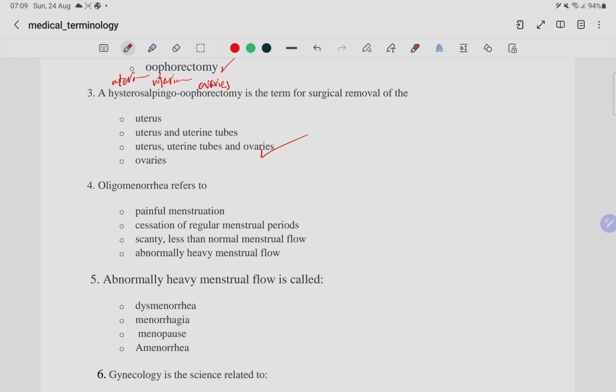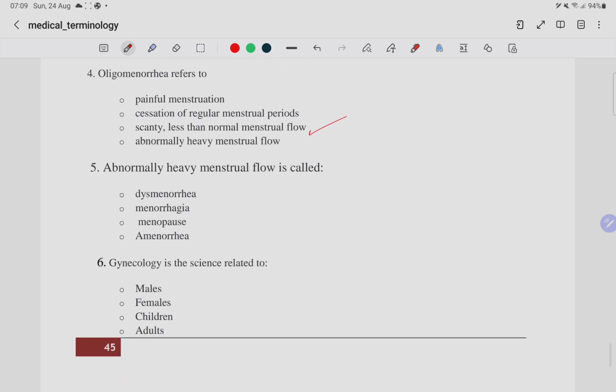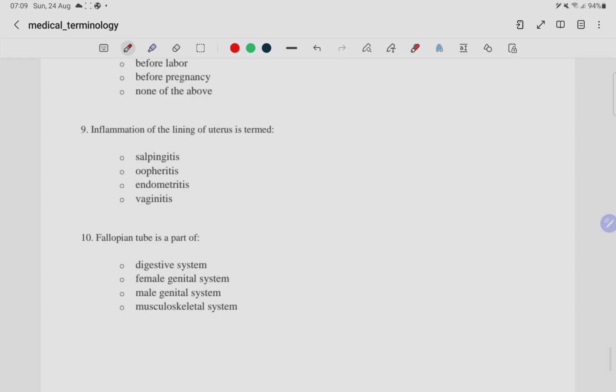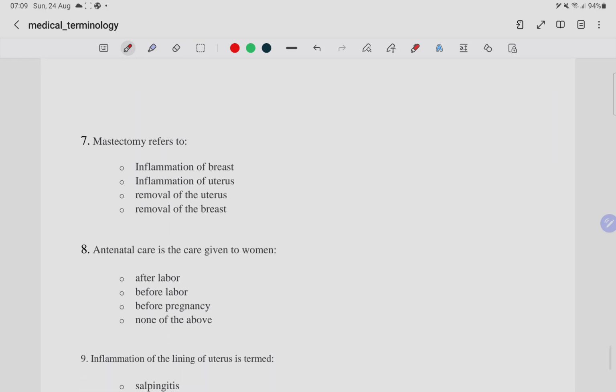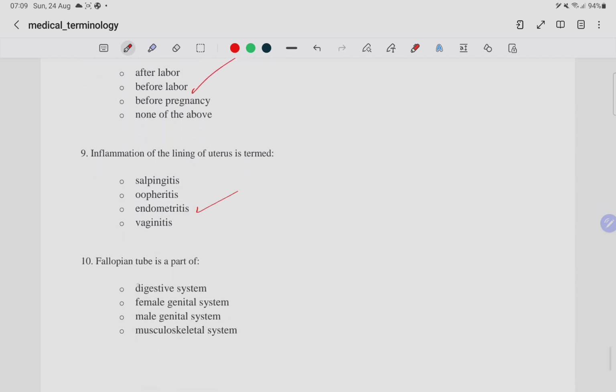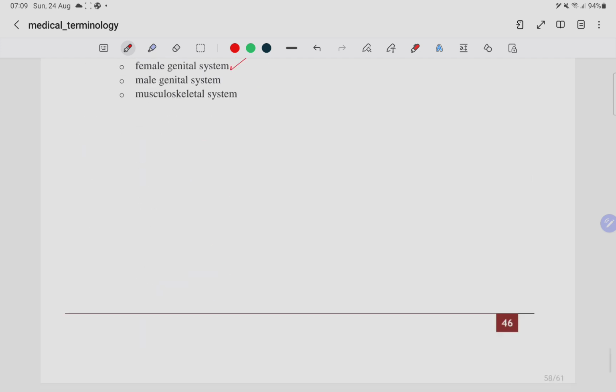Oligomenorrhea means there is a decrease in the amount of menstrual flow. Abnormal heavy menstrual flow is called menorrhagia. Gyneco is a sign related to females. Mastectomy refers to removal of the breast. Antenatal care is the care given to women before labor. Inflammation of the lining of the uterus is called endometritis, and the fallopian tube is a part of the female genital system.